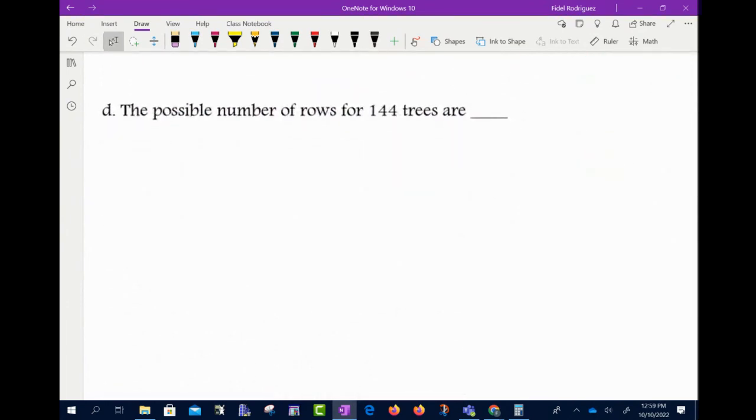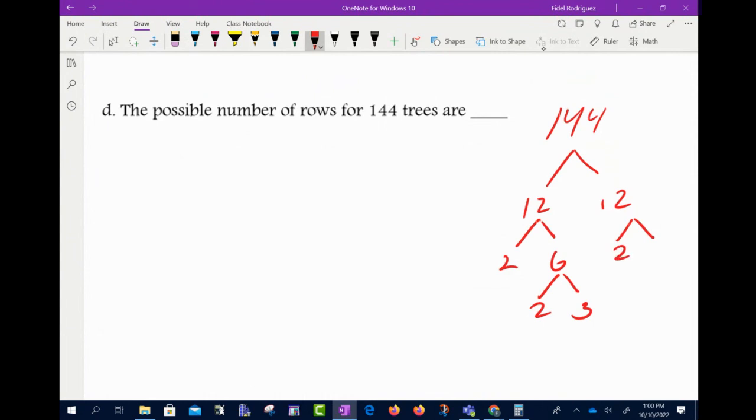144. Okay, so look, y'all, let's break down the number 144. Y'all agree that's 12 and 12? 12 is the same thing as 2 and 6, and 6 is 2 and 3.